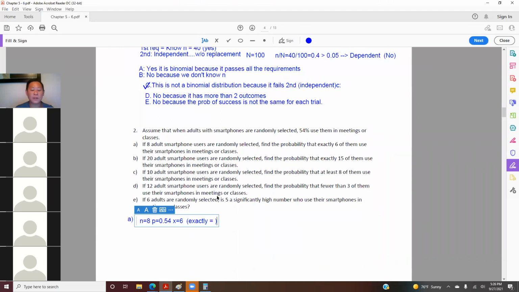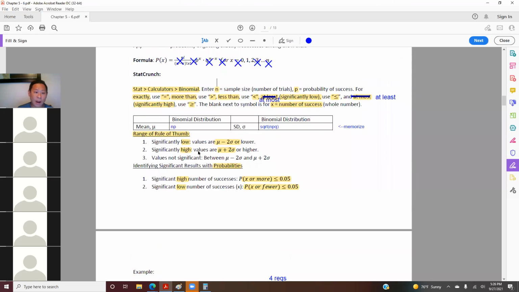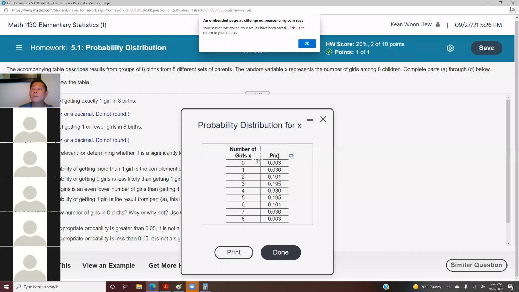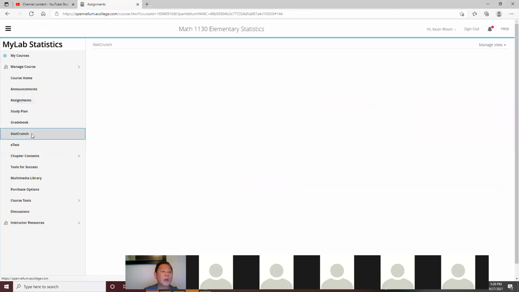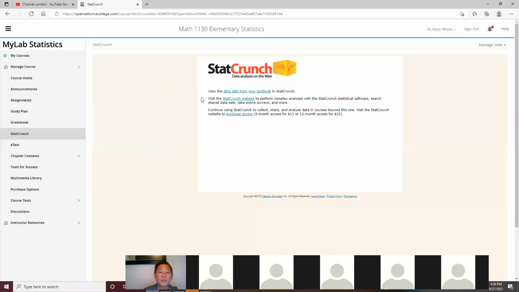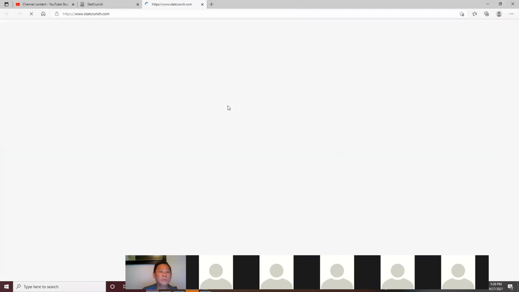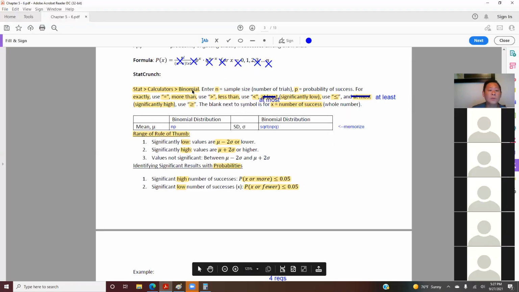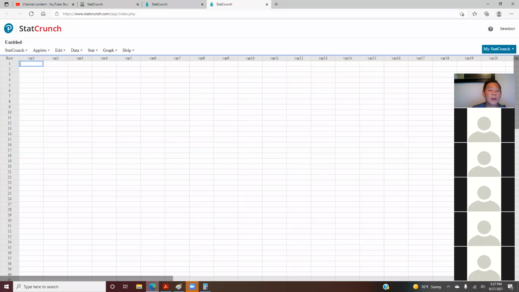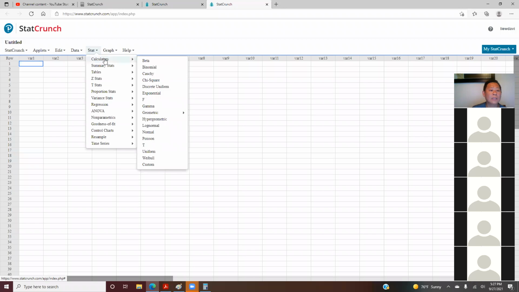Okay. So now what you do here is you go to your StatCrunch, go to Stat, Calculator, Binomial. So I'm going to go to the StatCrunch here. Go to the StatCrunch website, and open StatCrunch. You don't need to import everything. So what you do here is you go to Stat, Calculators, Binomial.